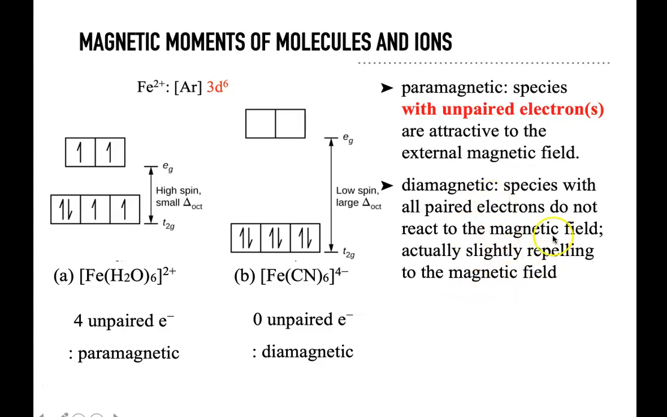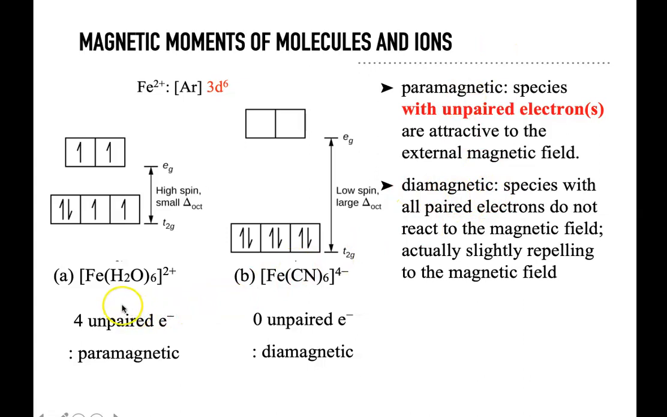Now, when you draw the electron diagram and electron configuration, if they are all paired up, there are 0 unpaired electrons, then it leads to the diamagnetic property, which is non-responsive to the external magnetic field, or actually a little bit repelling upon this external magnetic field. This one is called diamagnetic.